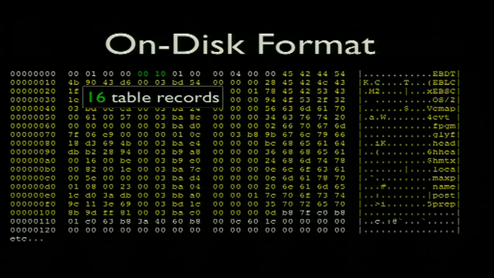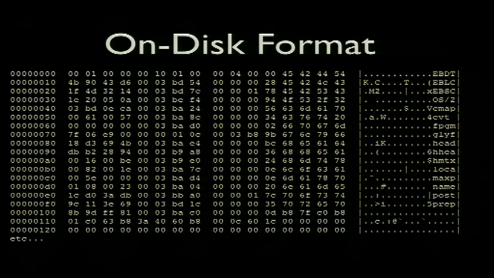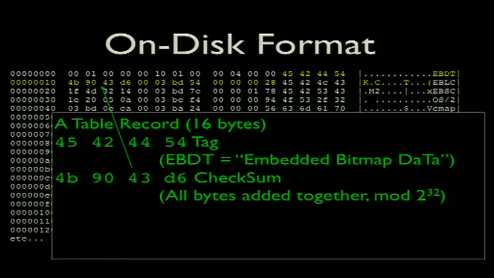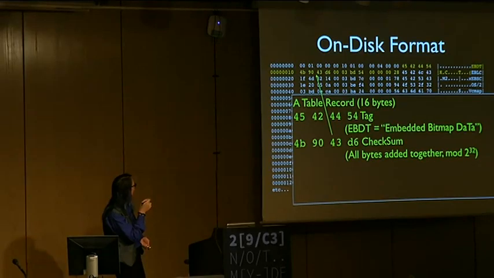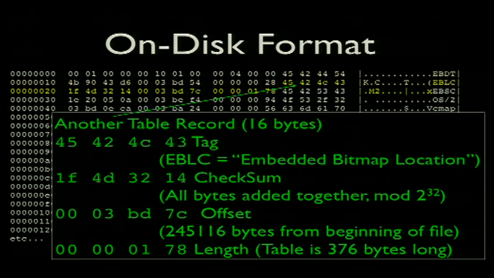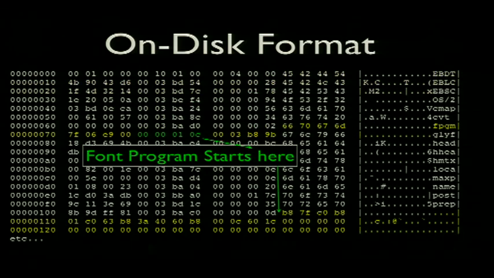So there are basically 16 tables in this font here, each one 16 bytes long. Each one starts with a little tag. This one's the embedded bitmap data tag, which has that magic number. It's got a checksum, which is literally just all the bytes added together, truncated at a 32-bit boundary. And this is where it starts in the file, and that's how big it is. Anyway, next one, same thing, and so forth. So in this particular font, the font program, which is this particular table entry, starts over here.